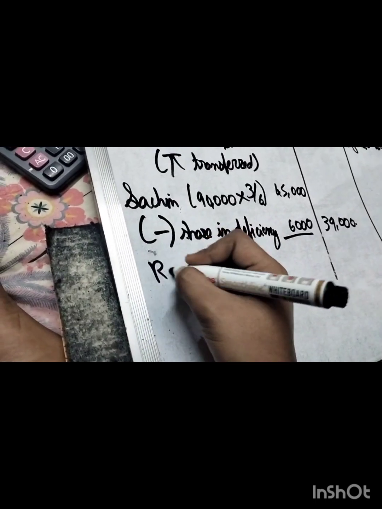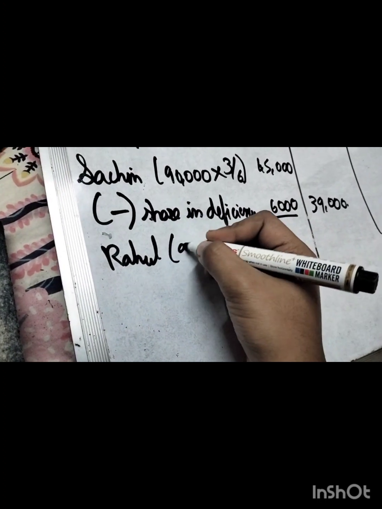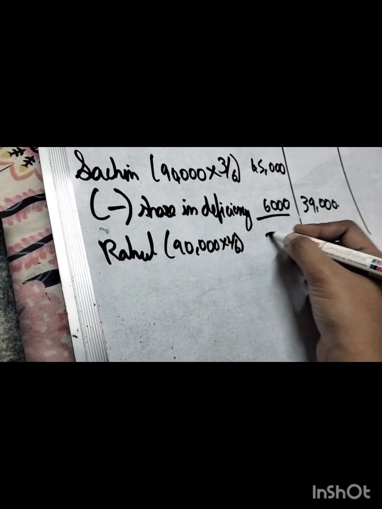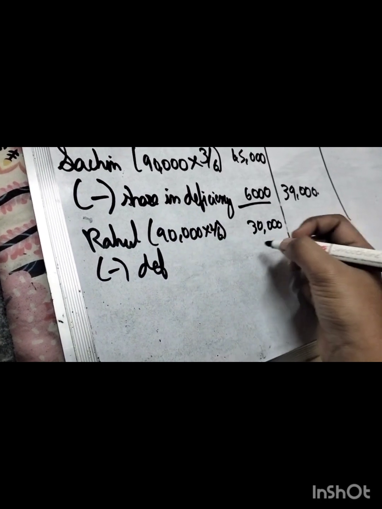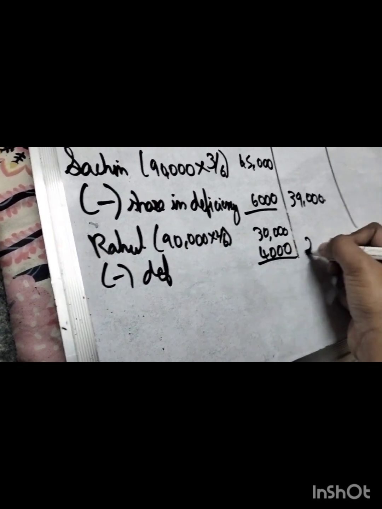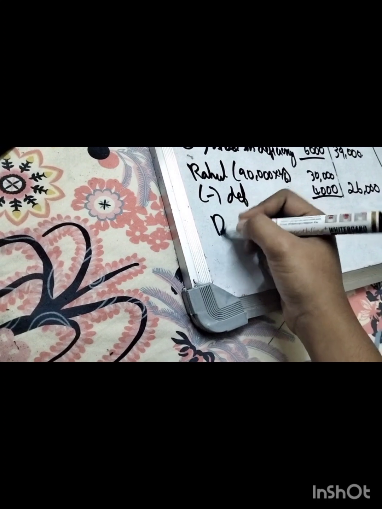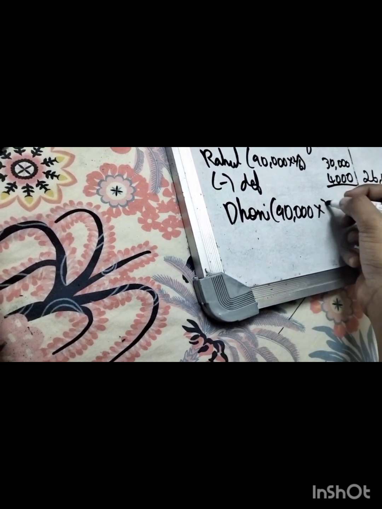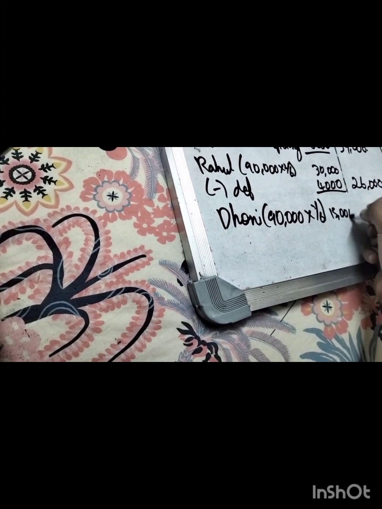Next is Rahul. 90,000 into 2 by 6. So that's going to be 30,000. Subtract deficiency 4,000, so it's going to be 26,000. And the last admitted partner, that's Dhoni, 90,000 into 1 by 6. So 90,000 into 1 by 6 is 15,000.